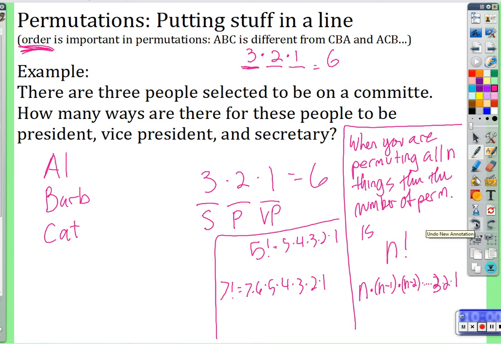So that's factorial. When you see factorial, that's all it means. 5 factorial, 5 times everything before it. Okay.